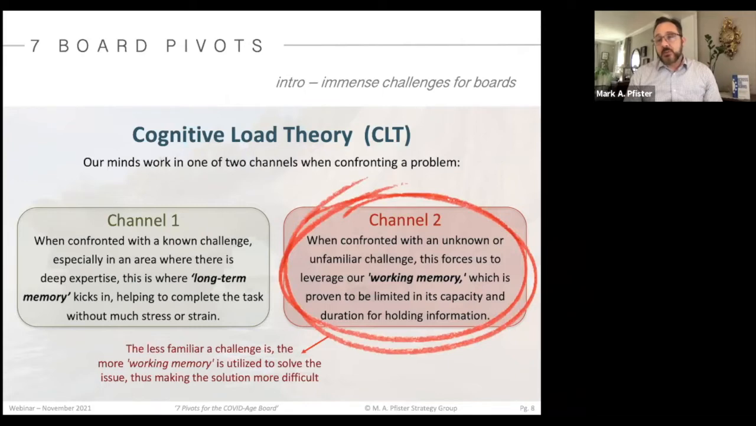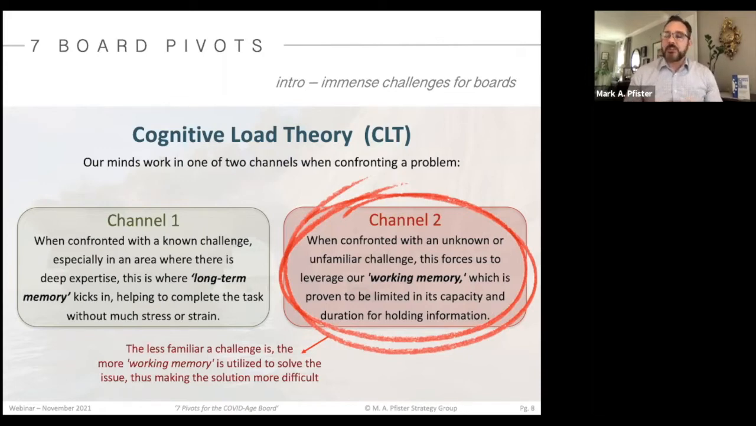And this is one of the main reasons that we're seeing a lot of these challenges when many new and multiple challenges are experienced. Many groups, especially boards, struggle with this. It's less familiar. They're relying on their working memory to solve this. And it's in some cases making the solution more difficult for these groups.